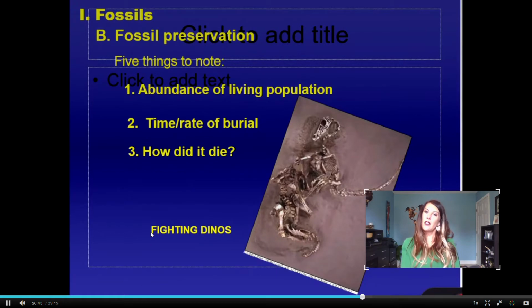Our third line of fossil preservation, we always ask the question, how did it die? So what caused the thing to die in the natural environment? Did they get trapped in the La Brea tar pit, or did something kill it? This is a famous picture from the fossil record. And if you look at it closely, it looks like there's two dinosaurs fighting to their death. So they're combating, and neither one of them made it, so they both died.